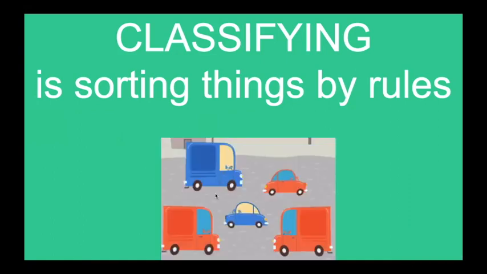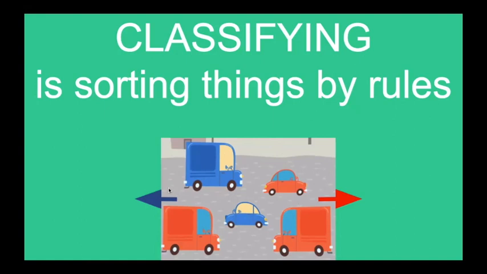For example, we have different cars, yeah? Let's split them, let's classify them. But how to classify them? We have to choose a rule, right? Rule. How to classify them, how to sort these objects. For example, we can sort them by color, okay?